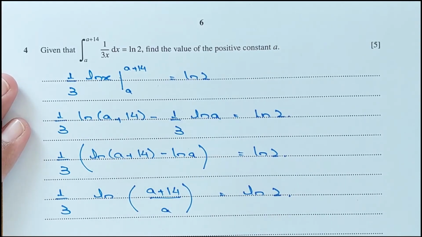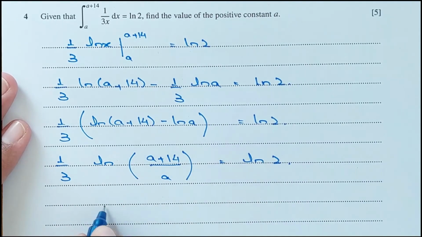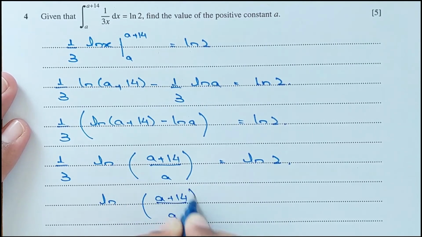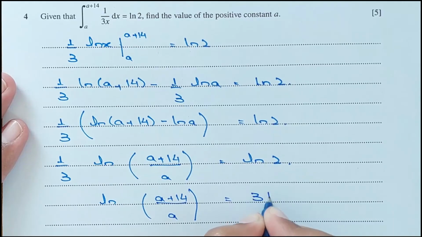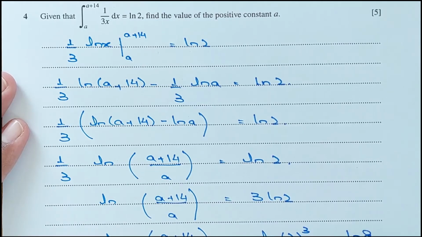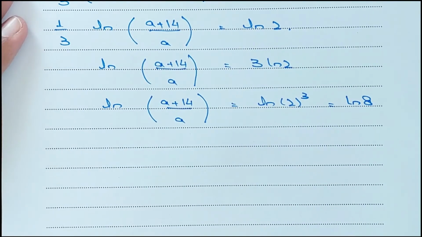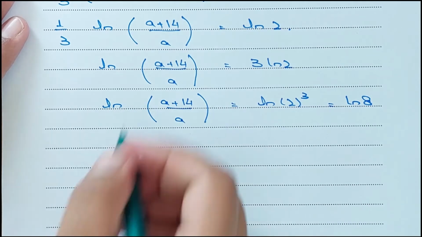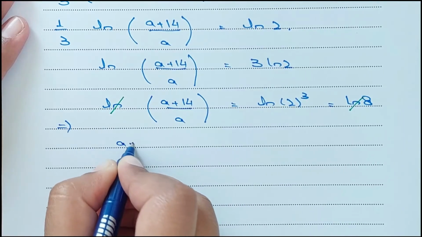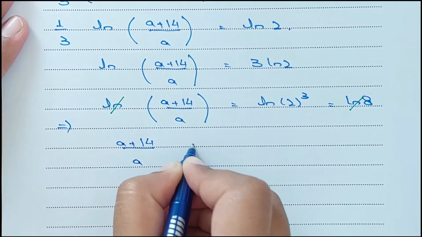So we can multiply by 3 here. So ln of (a plus 14) over a equals 3 times ln 2. So ln of (a plus 14) over a equals ln of 2 to the power 3, which is ln 8. Right, now we can easily cancel ln on both sides, and we are just left with (a plus 14) over a equals 8.